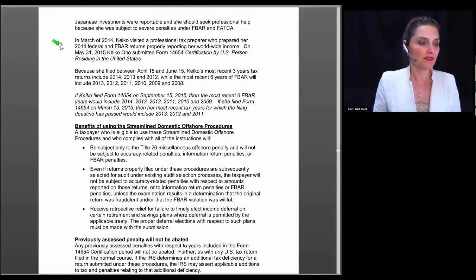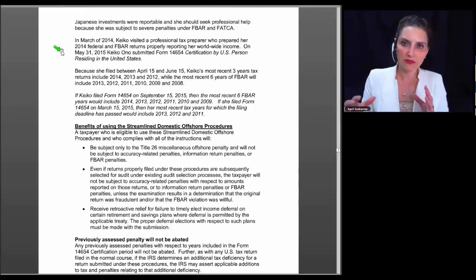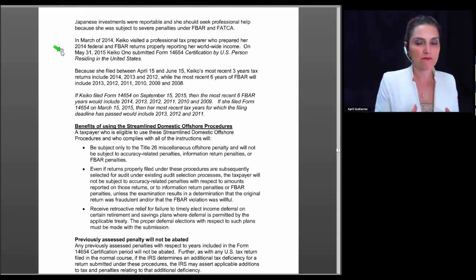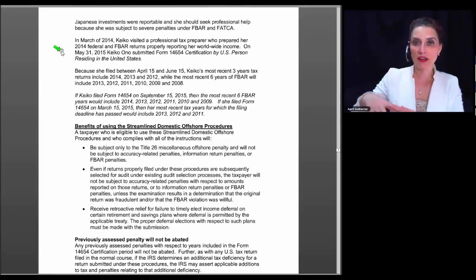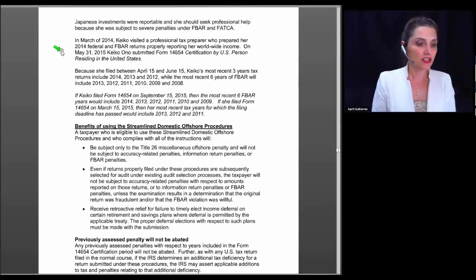And in March of 2014, Keiko visited that tax preparer, who prepared her 2014 federal return as well as the FBAR return for 2014. These were properly prepared and reported all of her worldwide income. The FBAR was submitted showing all of her foreign financial assets and the account balances, and she also attached Form 8938 showing her foreign financial holdings because they were over $50,000 for the year.